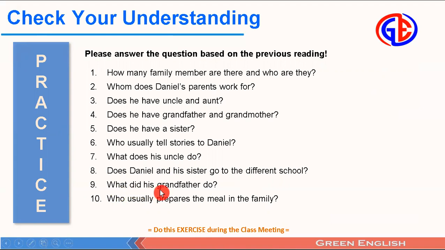What did his grandfather do? So when the question is about what did, itu berarti sebelumnya, his grandfather, grandfathernya Daniel itu bekerja sebagai apa? Last but not least, who usually prepares the meal in the family? Siapa yang biasanya prepare, menyiapkan makanan di keluarganya si Daniel.